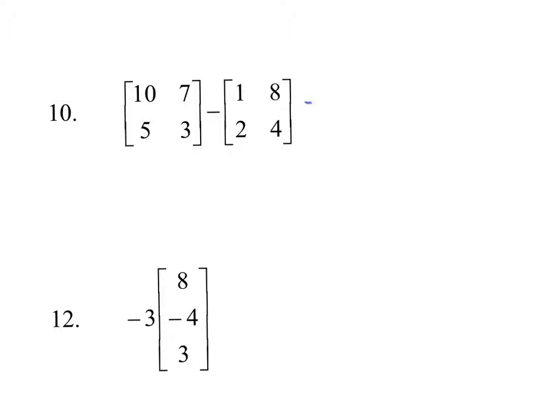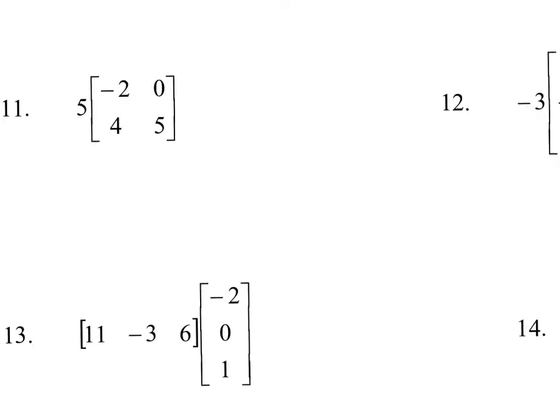Number 10, another subtraction one. All right, and you can see this is going to be a 2 by 2, just like the originals. So let's go through each of these. 10 minus 1 is 9. 7 minus 8 is negative 1. 5 minus 2 is 3. And lastly, 3 minus 4 is negative 1. Okay, that's our answer. Nothing else to do with that one.